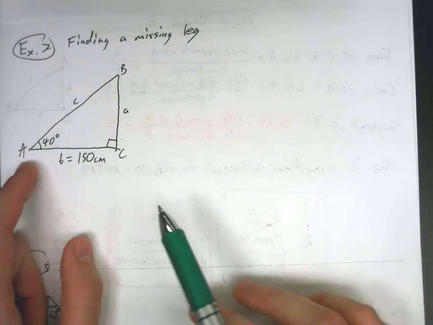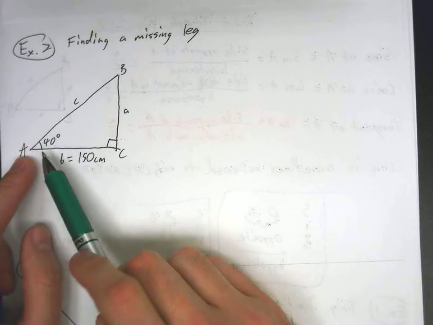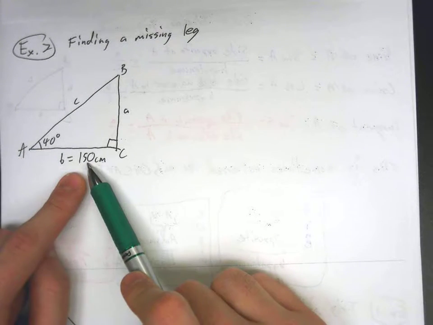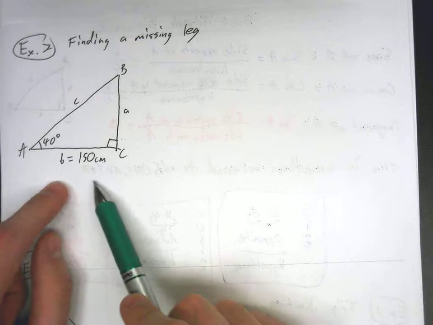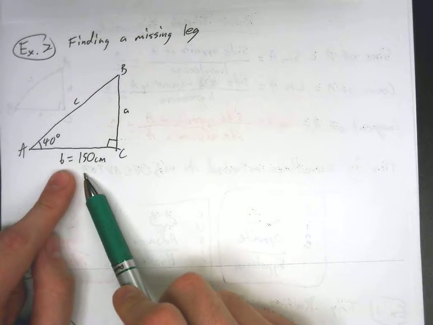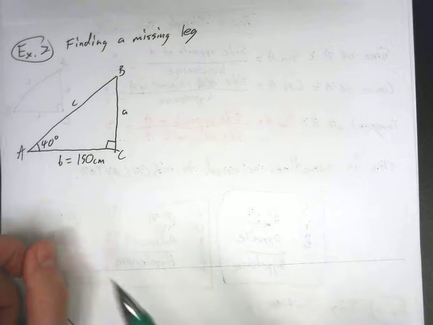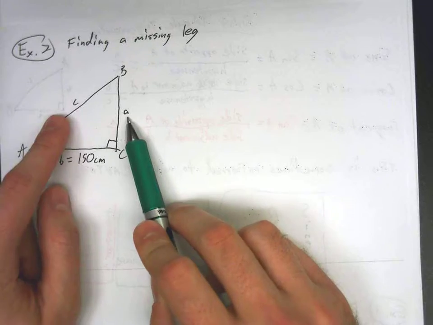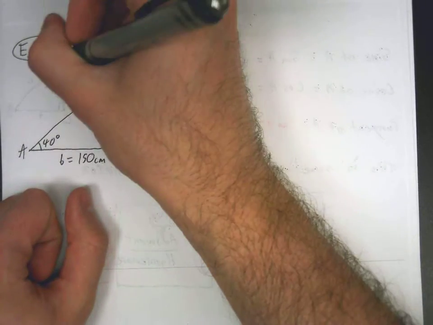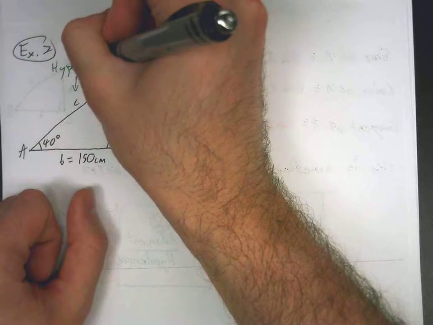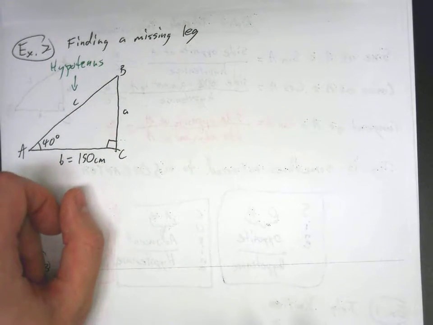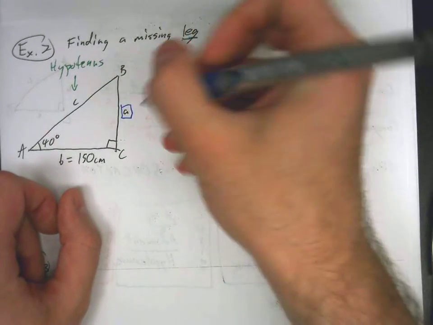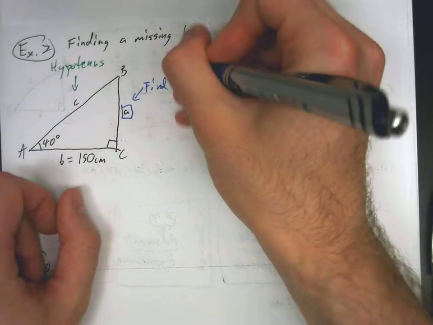On this triangle, we're given two pieces of information. We're given the measure of angle A, which is 40 degrees, and we're given the measure of side B, which is the side that's right next to angle A. And we're told to find the missing leg. Now notice that we're missing both A and C. This right here is our hypotenuse, so we're not actually looking for this piece. We don't want to find the hypotenuse for this one because we're looking for the missing leg. So the piece that we actually want to find is this A.